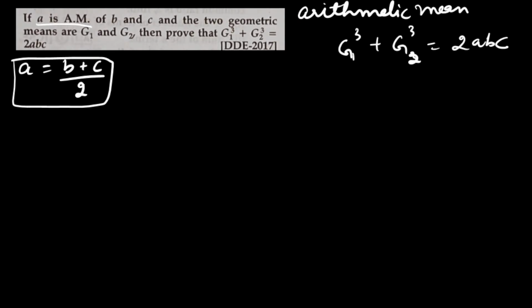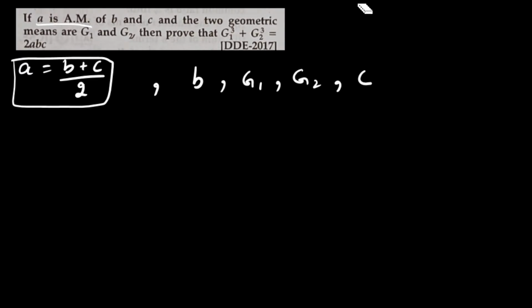So this expression we have to prove. Here geometric means are given to us. When I write geometric means, it means if B is here, then G is a geometric mean, G1 is also a geometric mean, and here C will be there. So this is what you have to write in the given thing. I'm just going to clear this.